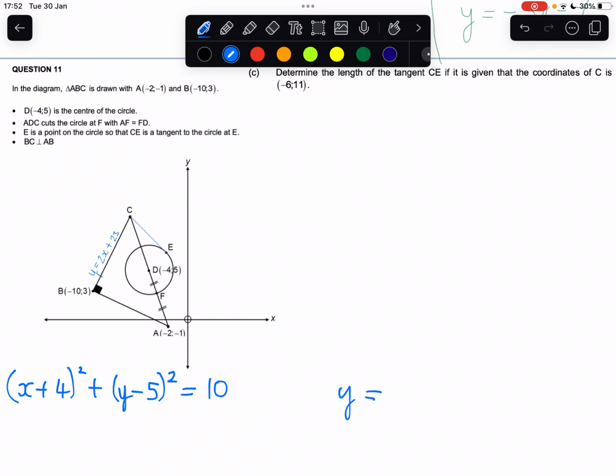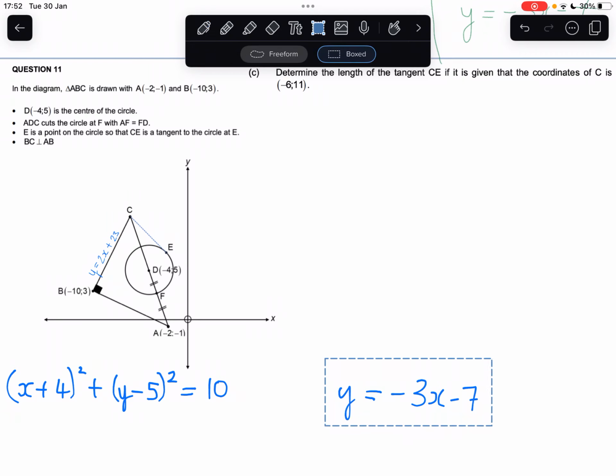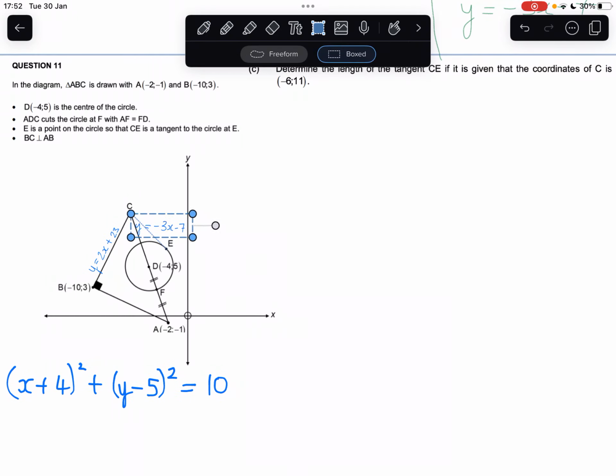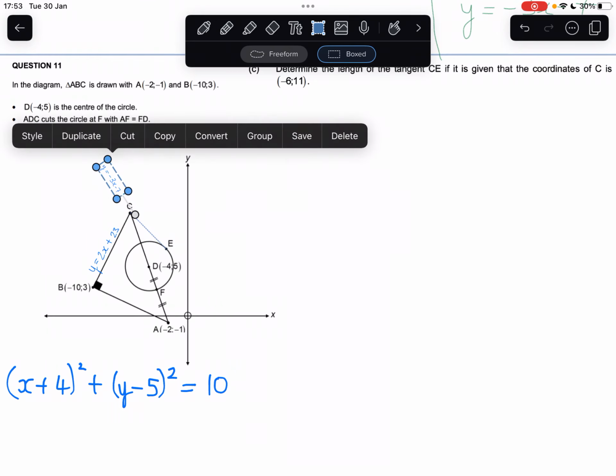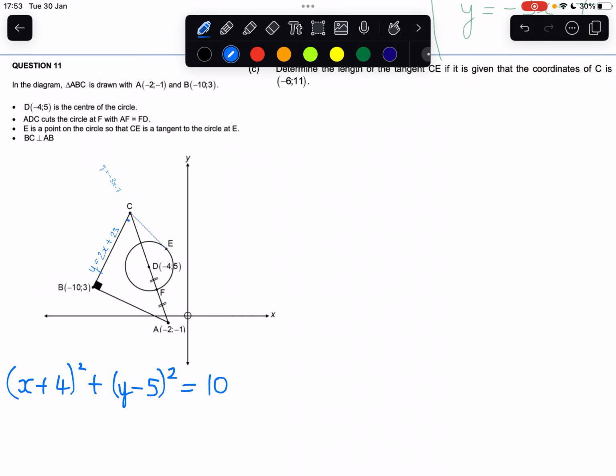We also found the equation of another line, minus 3x minus 7. Okay, that is the equation of, where can I put this without being a distraction? Maybe we'll just make it super tiny. Right, so we know that that's for that one. We also found the coordinates of C, which was minus 6 and 11. So that's a good chunk of the stuff we know so far.